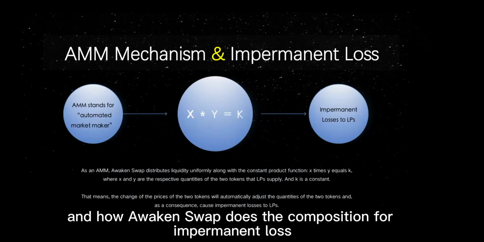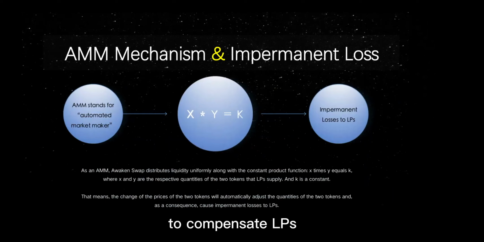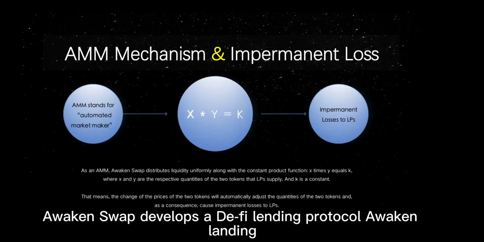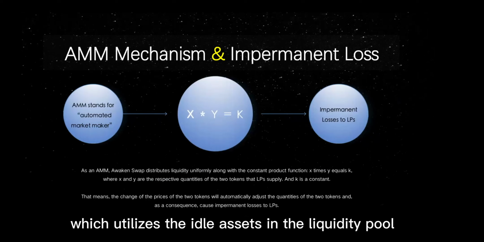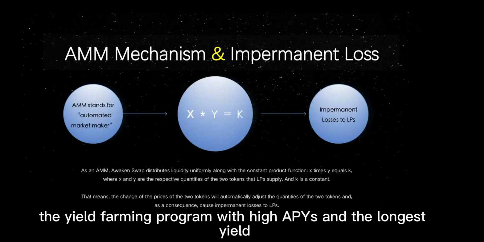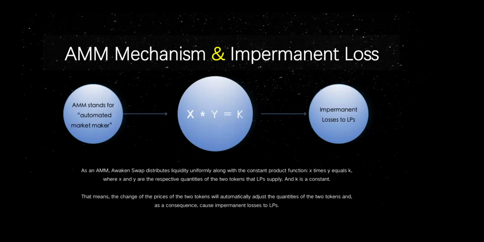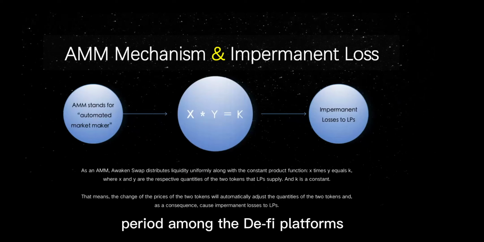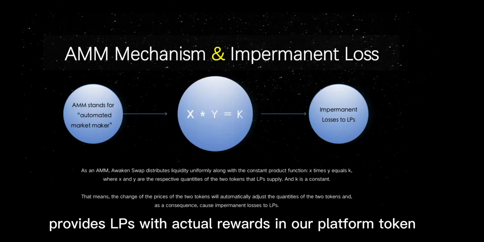And how does AwakenSwap compensate for impermanent loss? To compensate LPs for the impermanent losses, AwakenSwap develops a DeFi lending protocol, Awaken Lending, which utilizes the idle assets in the liquidity pool to create passive incomes for LPs. In addition, the yield farming program with high APYs and the longest yield period among the DeFi platforms provides LPs with actual rewards in our platform token.